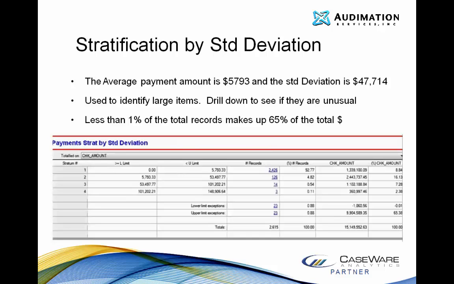Although in one of my nonprofit clients, I was able to identify an unusual transaction where the executive director deposited monies for another organization in their accounts, and I was able to pick up on that very quickly by looking at the stratification. And it's also kind of interesting to note that less than 1% of the total records makes up 65% of the total amount.